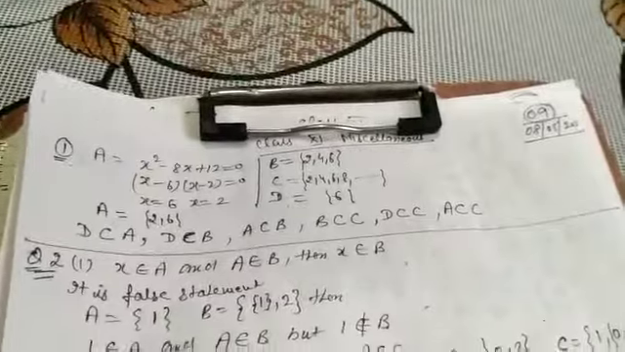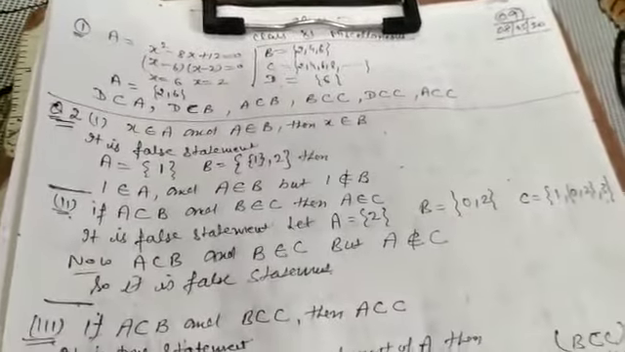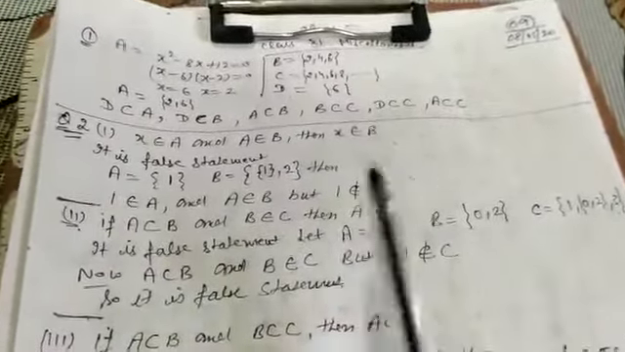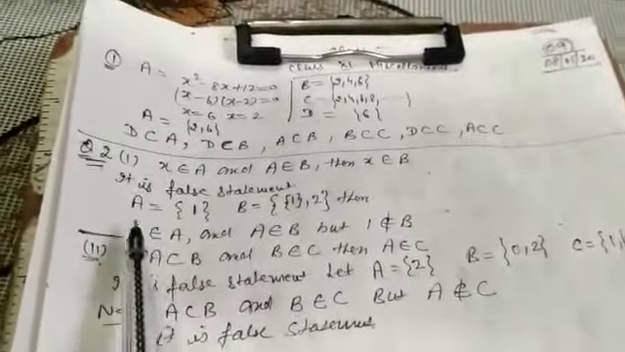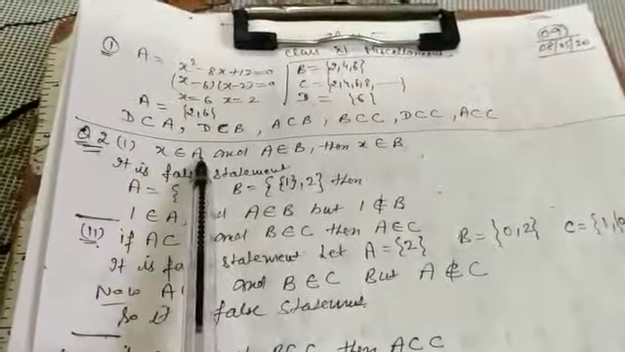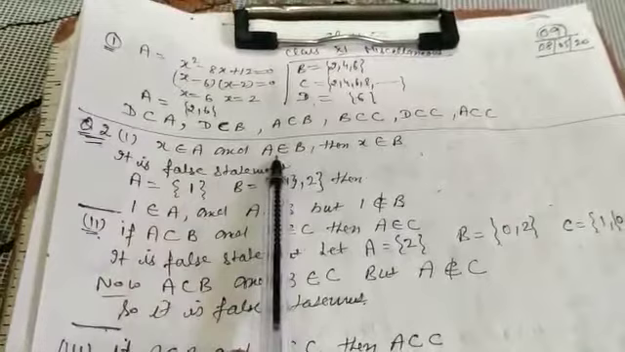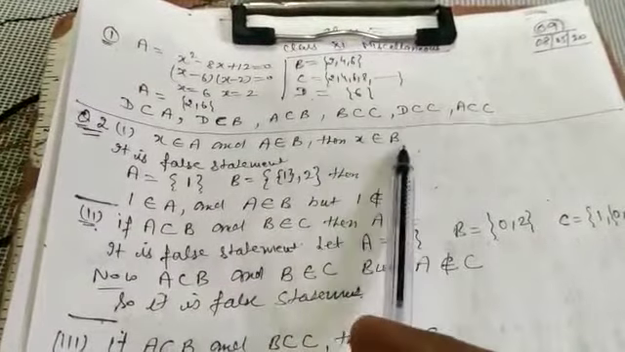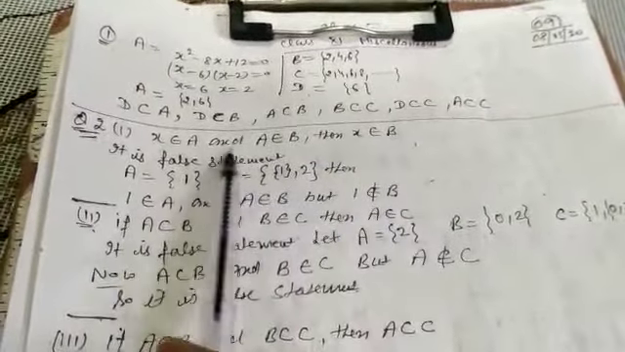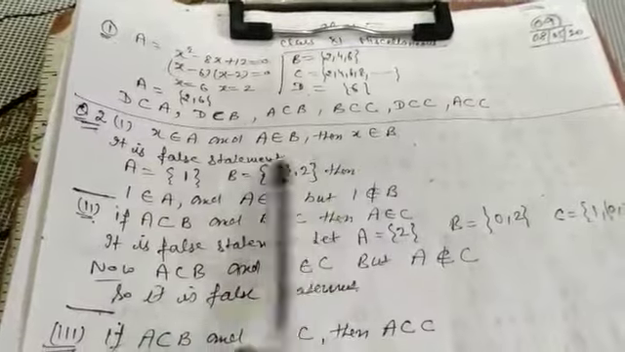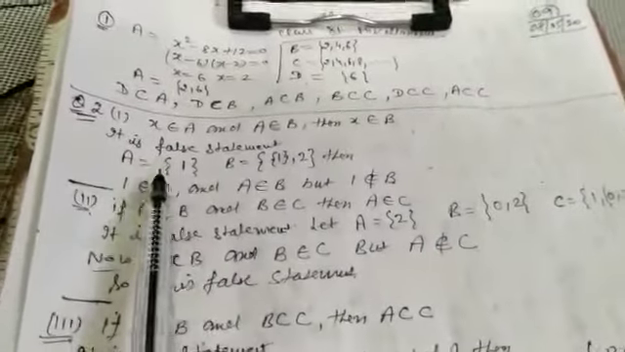Here there are a few questions given to you. You have to identify whether the statement is true or false. Let us discuss one or two statements. Let x belong to A and A belong to B, then x belongs to B. We have to check whether the statement is true or false. Definitely it is a false statement. Let us see an example.